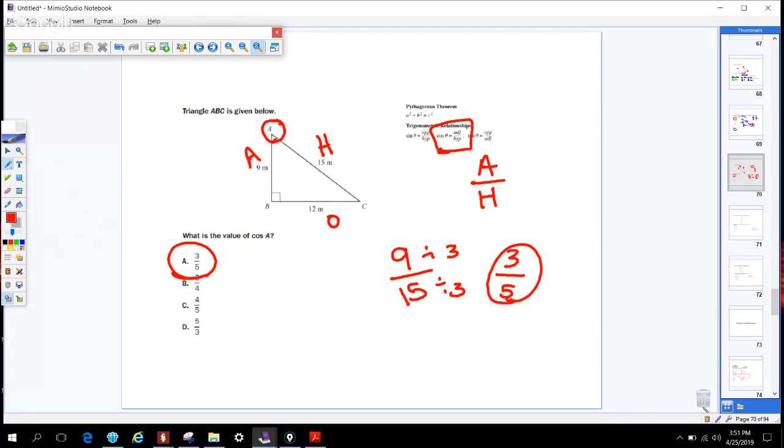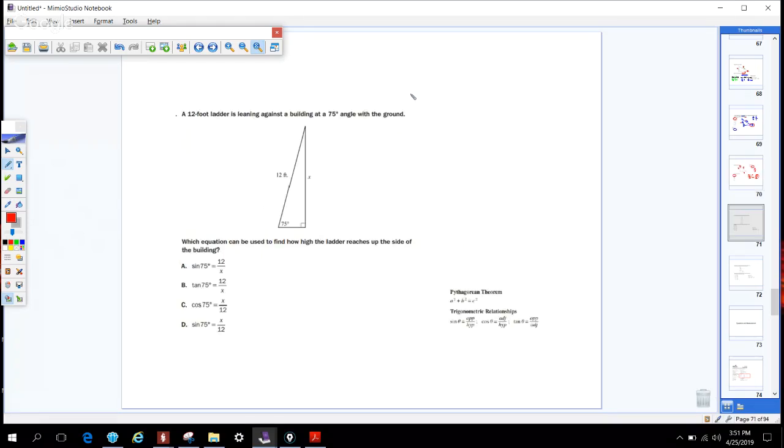I have a whole video on Pythagorean theorem, so we'll get to that. You can watch that. Here's another example. Here's theta is 75. Here's my right angle, so this is my hypotenuse. This is my adjacent because it touches my angle, and this is my opposite. So I have an opposite and I have a hypotenuse. Opposite over hypotenuse is sine. So I know I'm doing sine, so it can't be C or B. And then opposite is x, hypotenuse is 12, so my answer is choice D.